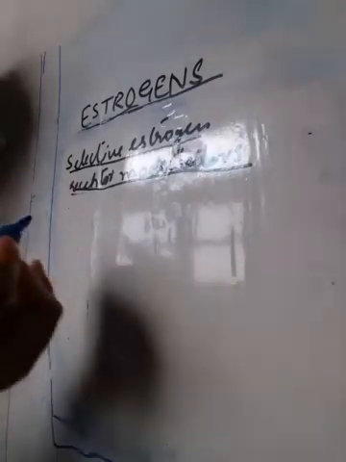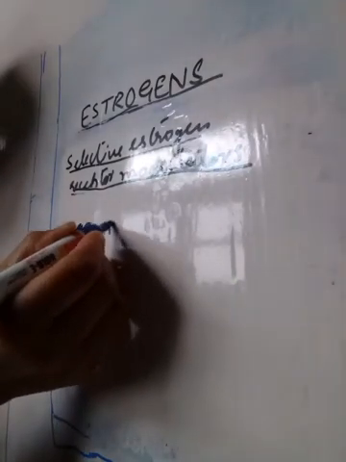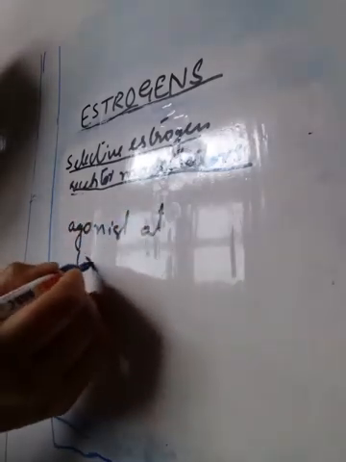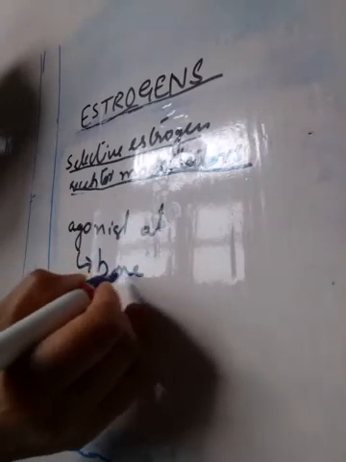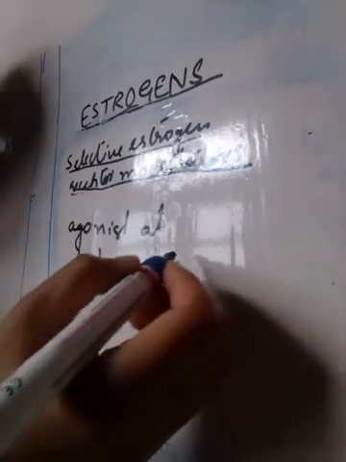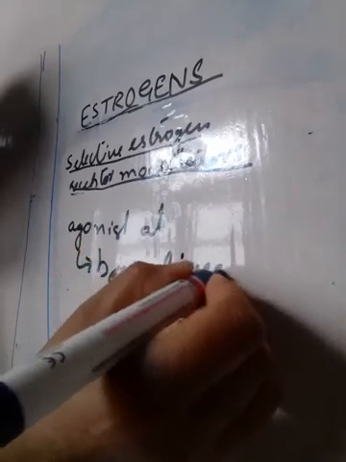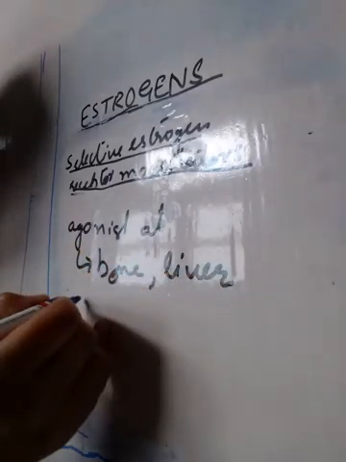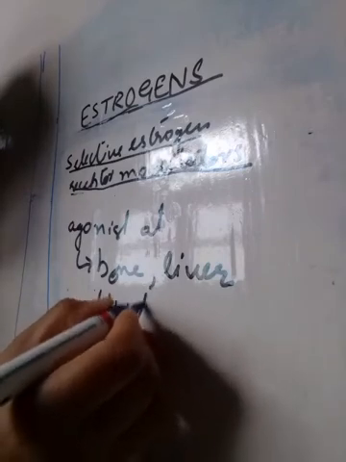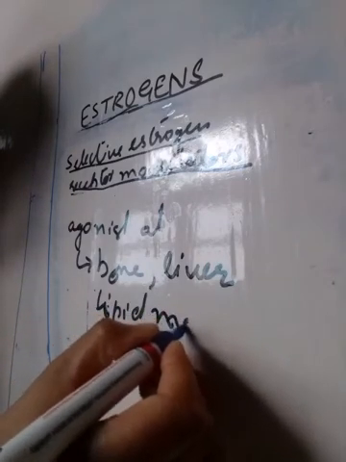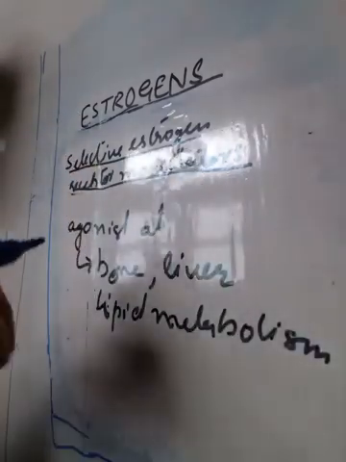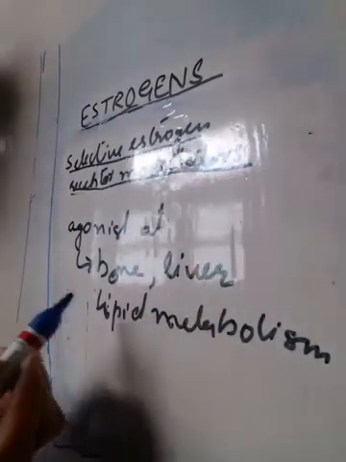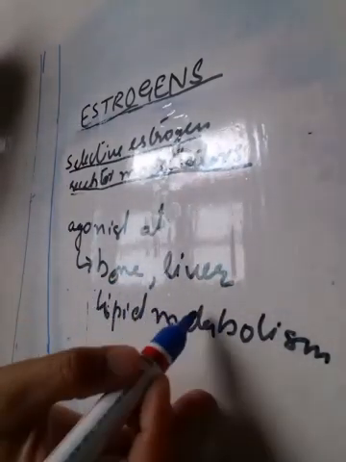For example, they cause agonistic action at bone, liver, and on lipid metabolism. Means these substances will perform actions like that of estrogen in case of bone, liver, and on lipid metabolism.